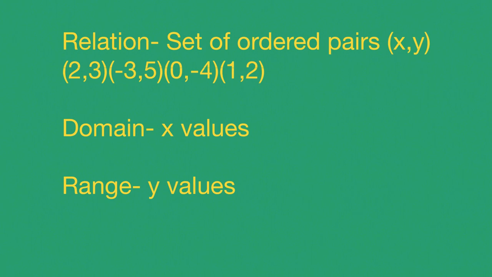So what I've got listed up there, (2, 3), (-3, 5), (0, -4), and (1, 2), those are just four ordered pairs of numbers. Okay, that set of ordered pairs is what we would call a relation. That's all a relation is, okay? Just a set of ordered pairs.